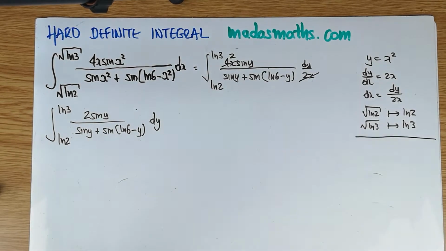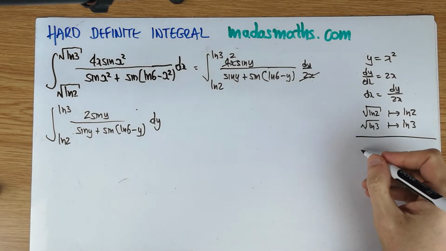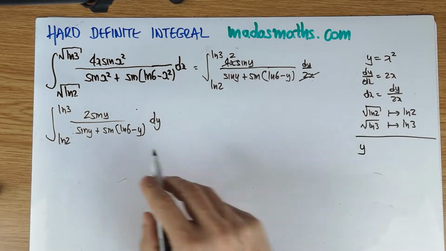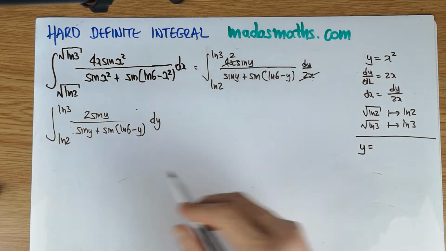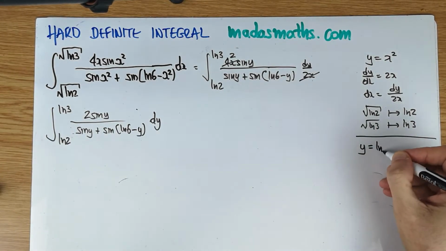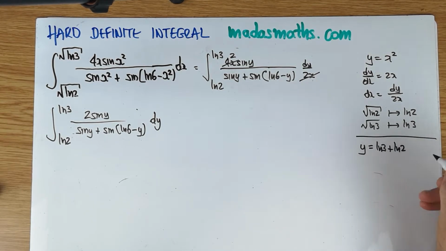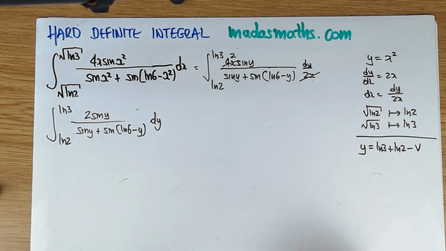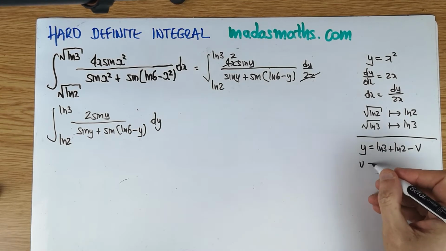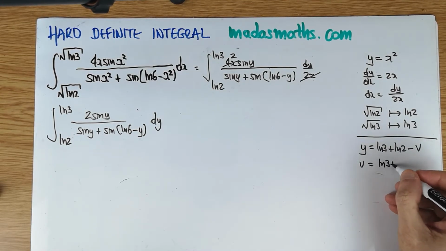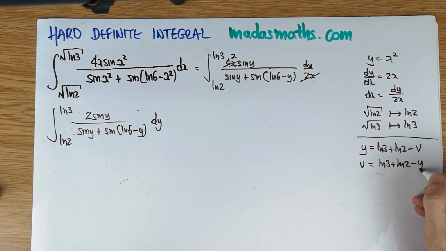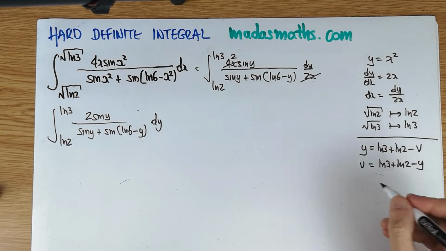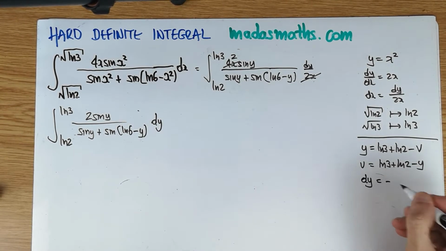Okay, the substitution that I'm going to use for something like this is: let y, because that's the variable I got in there, equal to log 3 plus log 2 minus, I'm going to put a new variable, v. Because it's symmetrical, v equals log 3 plus log 2 minus y. And therefore, my dy is equal to minus dv.